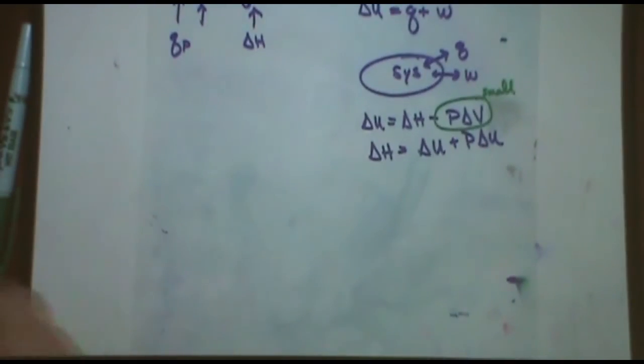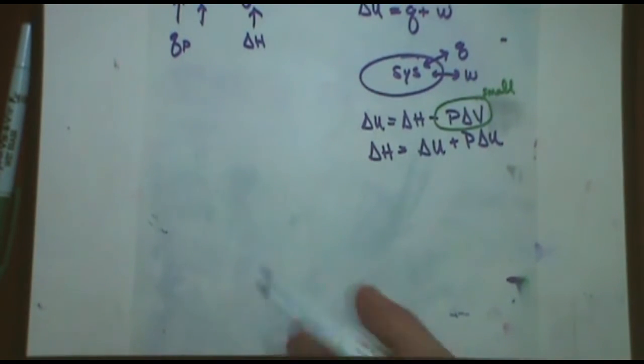Okay? Let's go back to here. So there's multiple ways to find delta H. We'll cover some of those tonight. Q reaction can also be found through calorimetry. So we're going to do a little bit of calorimetry.